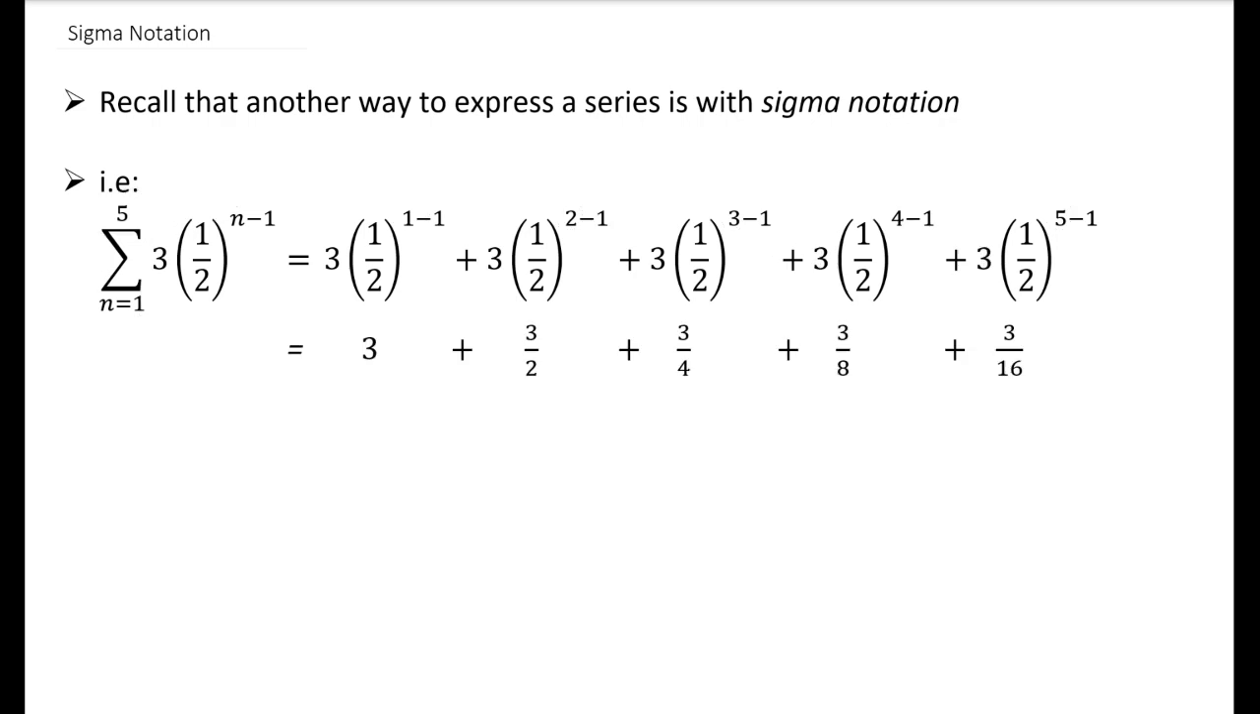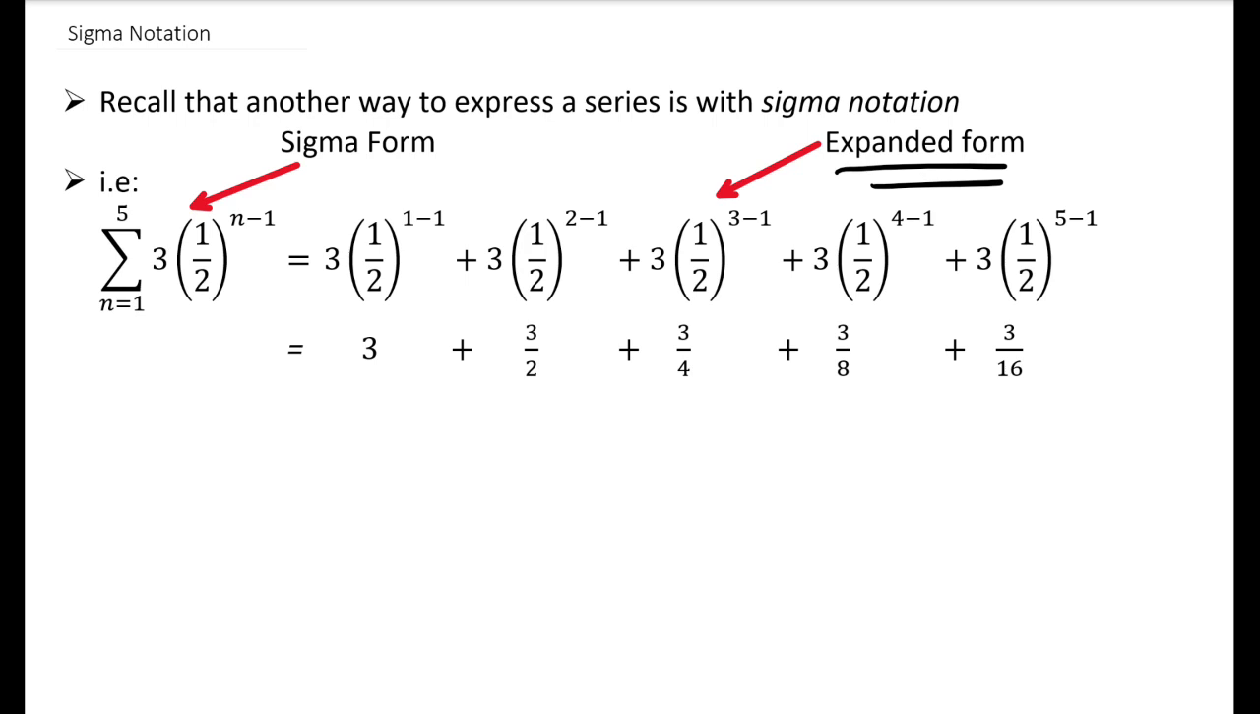All right, so if we did this, we're going to get 3 plus 3 over 2 plus 3 over 4 plus 3 over 8 plus 3 over 16. Again, we call this the sigma form, and the right side we call the expanded form. The expanded form is like the example that we did earlier with 1 plus 3 plus 9 plus 27. We call that the expanded form. And then we can convert that to the sigma form and vice versa. We can go backwards between the two forms.